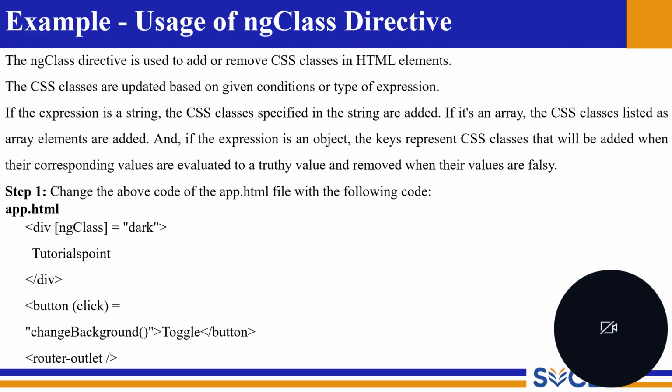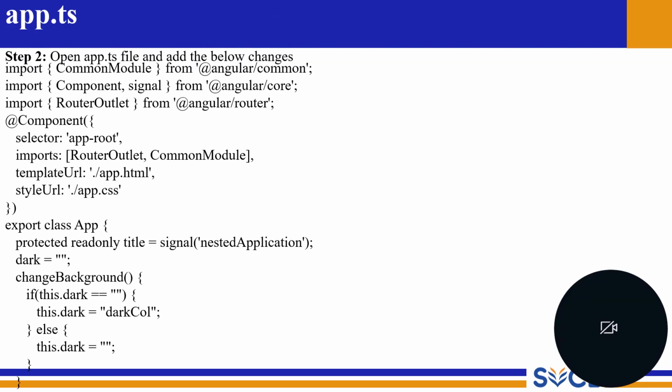And if the expression is an object, the key represents a CSS class that will be added when its corresponding value evaluates to a truthy value, and removed when its value is falsy. So in the first step, you have to change the app.html with the following code. After that, in step 2, you have to open the app.ts file and change it in the common module. Have to nest the applications as well as the background color. So all you have to change in the app.ts.